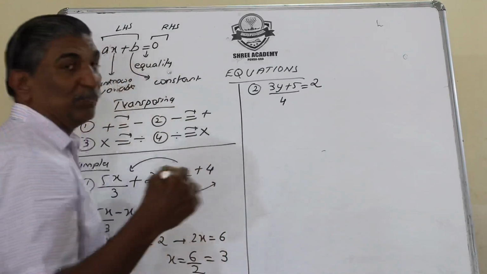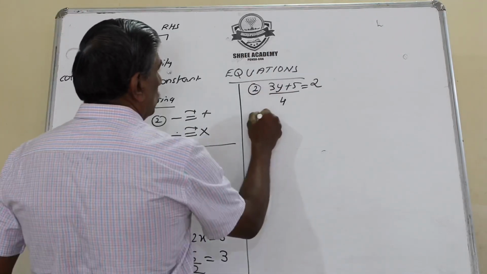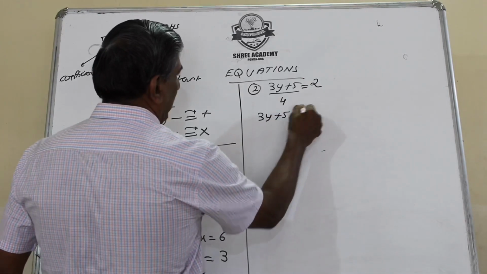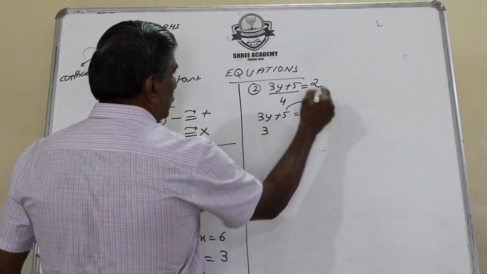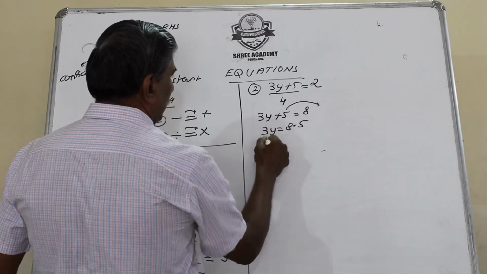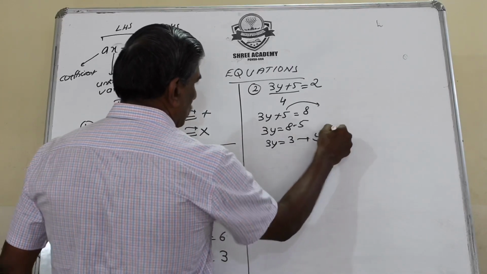This is a fairly simpler one than the first one. You cross multiply 4 into 2. So this becomes 3y + 5 = 8. Then you transpose this here. This becomes 3y = 8 - 5. 3y = 3. That means y = 1.